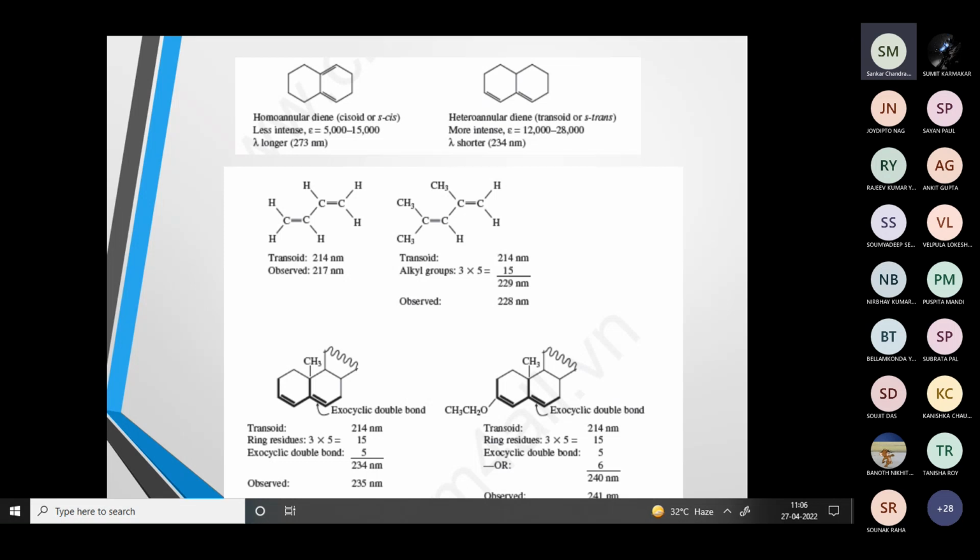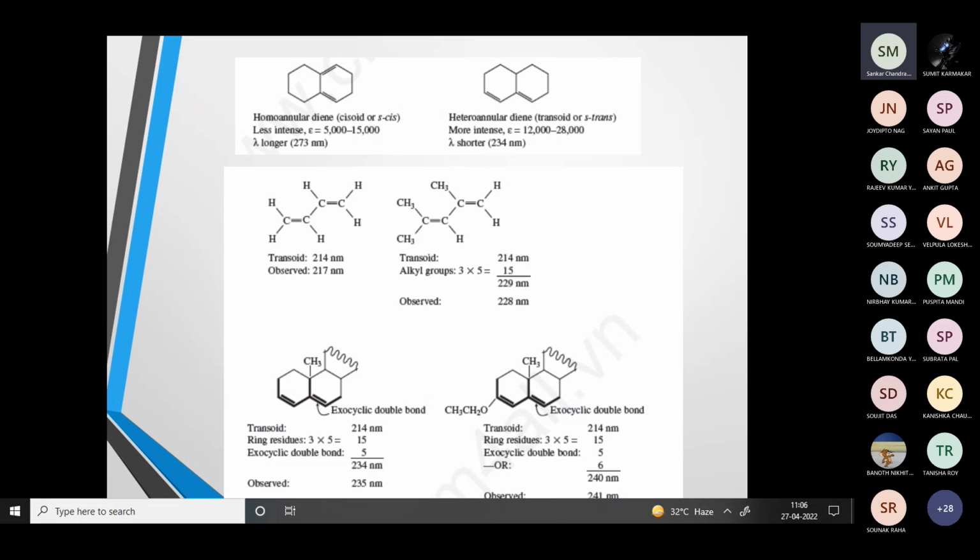Homoannular means the double bonds are in the same ring. You see here, these double bonds are in the same ring, but in this case the double bonds are in different rings. That is the heteroannular compound. Both the double bonds are exocyclic with respect to this ring structure. Here there is only one exocyclic double bond. This double bond is known as exocyclic with respect to this ring. Okay, so that is very important.